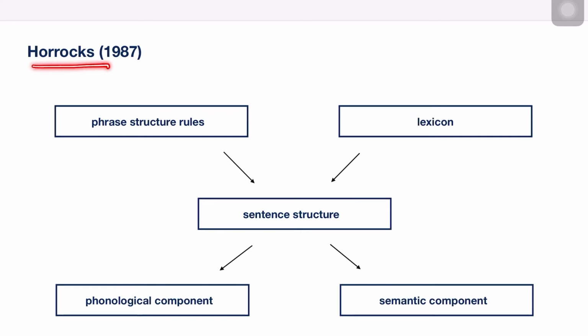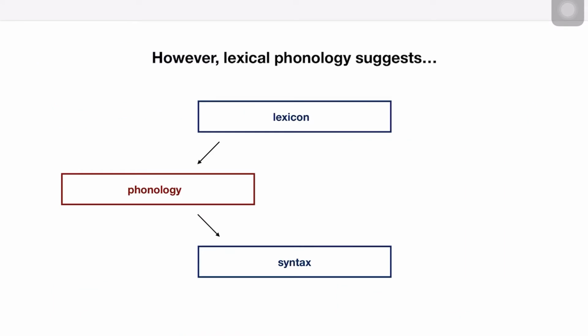Horrocks proposed the following schema, on which we can observe the process by which the phonological component is ultimately yielded. The schema indicates that the phonological component comes after a word is put into a sentence structure. However, this concept is inconsistent with what lexical phonology suggests. In the following schema, phonology intervenes between lexicon and syntax. This means that before a word is inserted into a sentence, it gets to pick up some phonological property first.